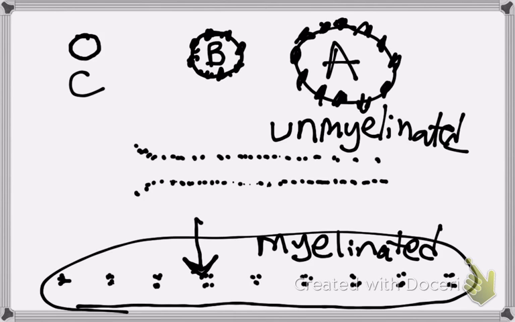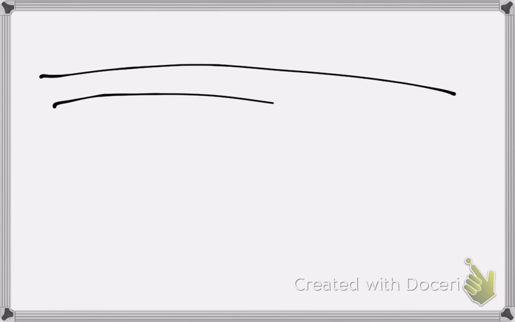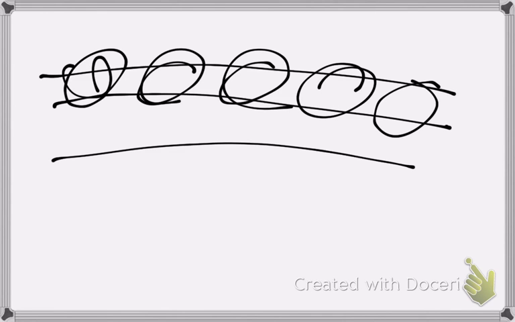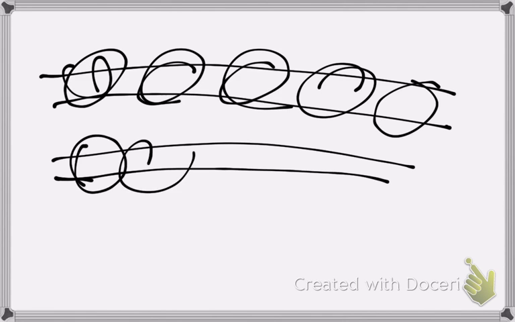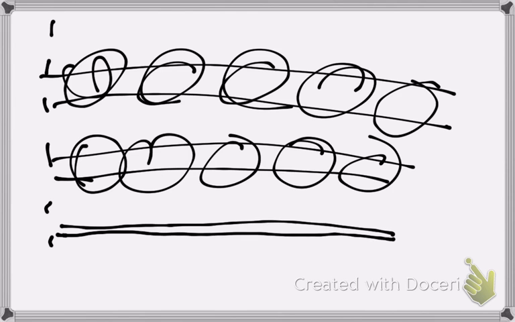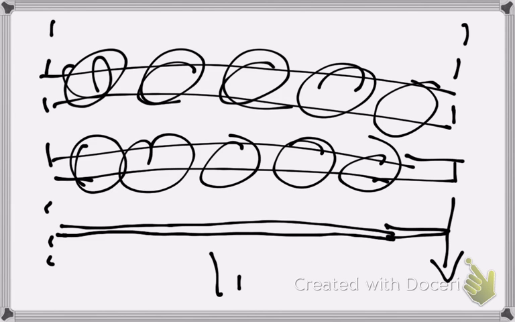Okay? So if I time these, if I look at an A fiber with its myelin sheath, and a B fiber with its myelin sheath, and a C fiber without a myelin sheath, and I stimulated them all at the same time, and I had them all go the same distance. Let's say they all had to go 1 meter.